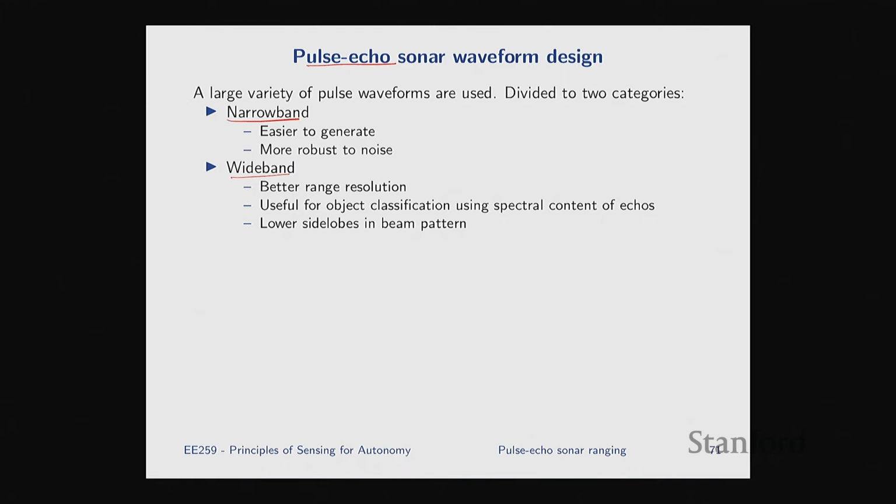So with wideband pulses, you can get better ranging resolution. Also, you can do some very interesting stuff. For instance, because you have a lot of frequency content in the return echo with wideband pulses, you can use that spectral information to do some types of classification. Just by looking at the FFT of the return echo, you can classify different types of objects, like a human versus a car versus something else.